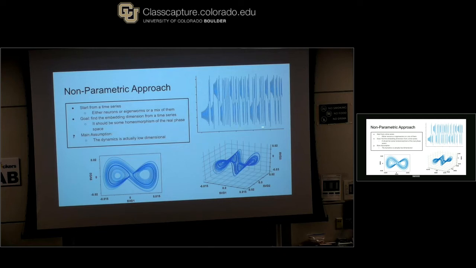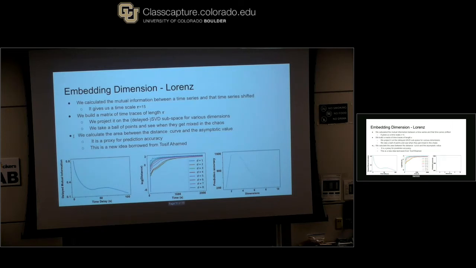However, if we have only this dynamic, so we measure only the X, for example, for Lorentz system, nobody's telling us that it's 3-dimensional, it could be 50-dimensional. So the basic assumption of this is that there exists a low-dimensional dynamics that governs our system. And these are the results.